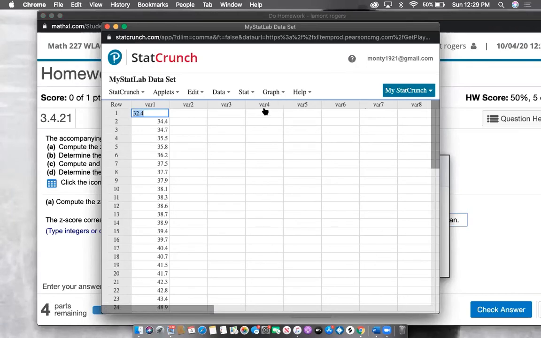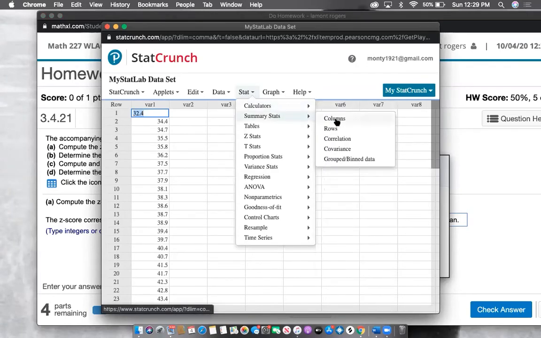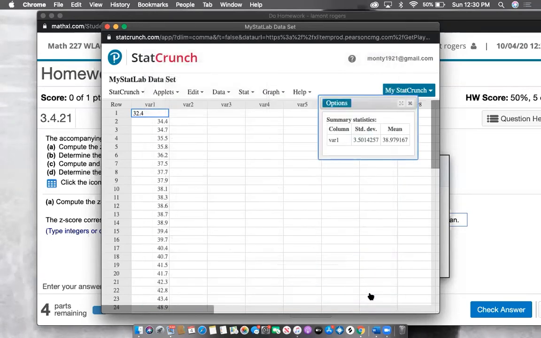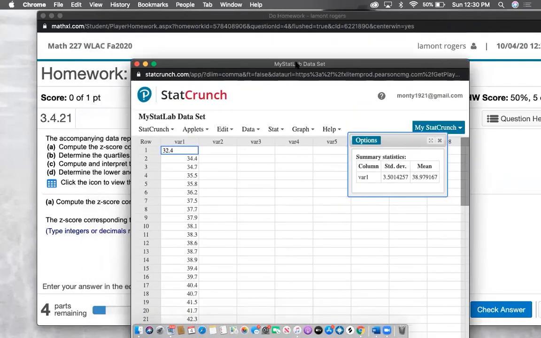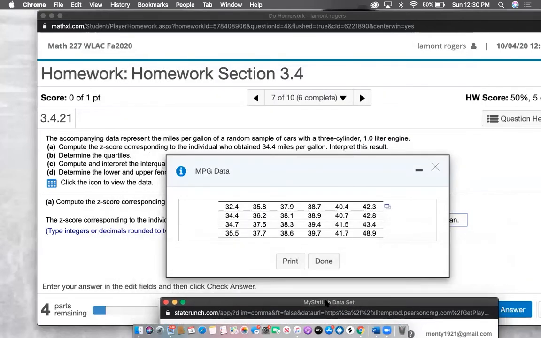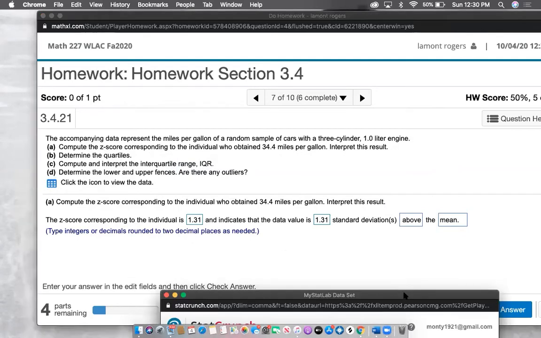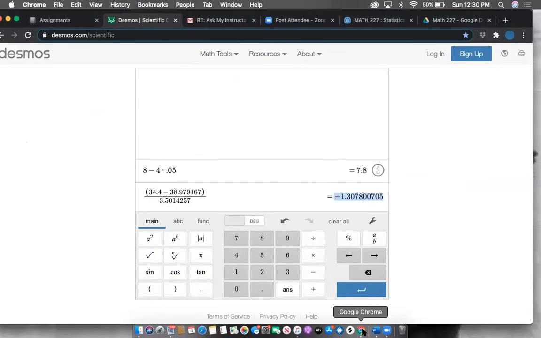We did Stat, Summary Stats, Columns. Clicked variable 1, and we got the mean and standard deviation. The mean is $38.979167. And that's what we used, right? Let me check. Let me go to Desmos. We'll pull that up: 38.979167 and 35.